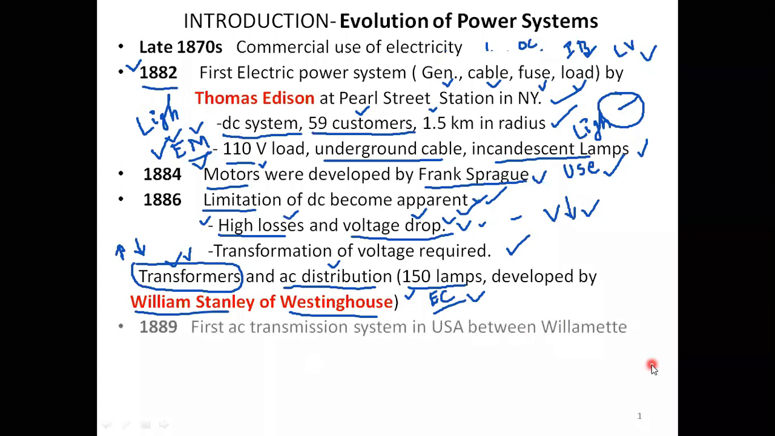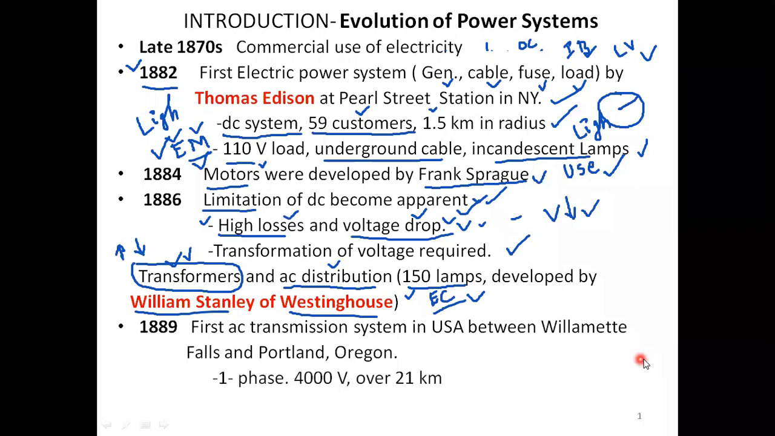Now, in 1889, the first AC transmission system was built in the USA between Willamette Falls and Portland, Oregon. It was a single phase AC system operating at 4 kV over a distance of 21 kilometers. It was the first AC system at that time.